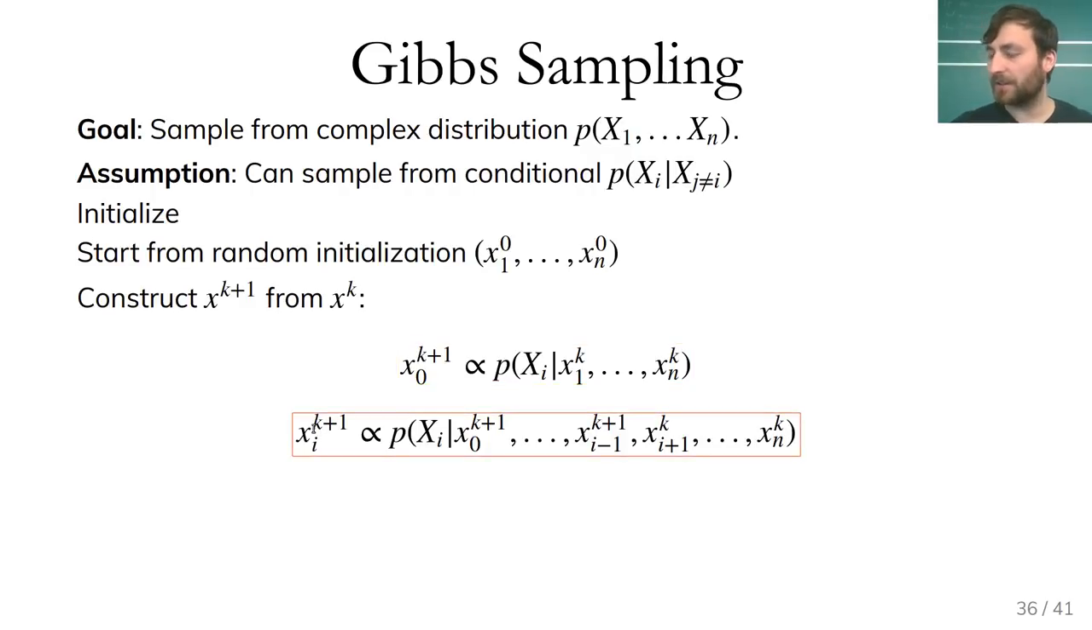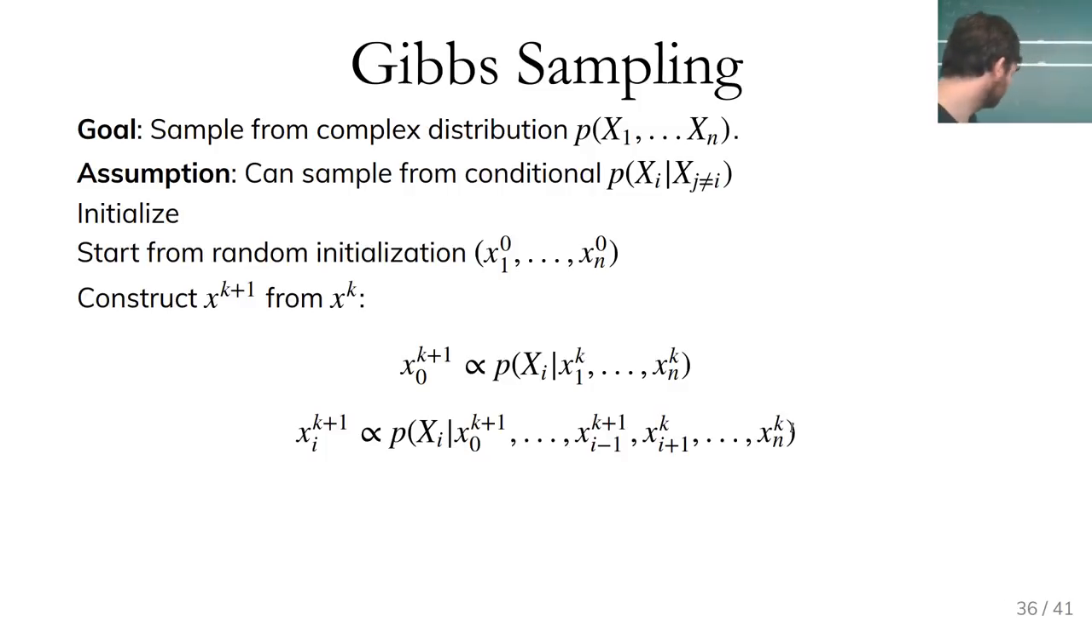And then for the second entry and so on, for all the other entries, for the first entries that are smaller than the current index, I use the ones from the k+1 step that I already sampled, and for the other ones that are larger, I use the one from the last step.